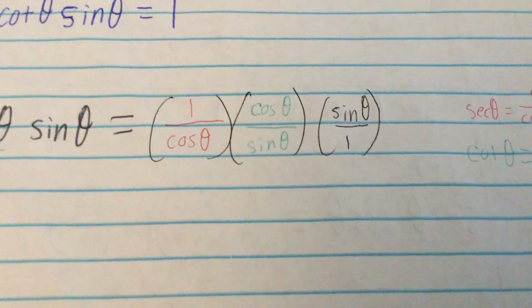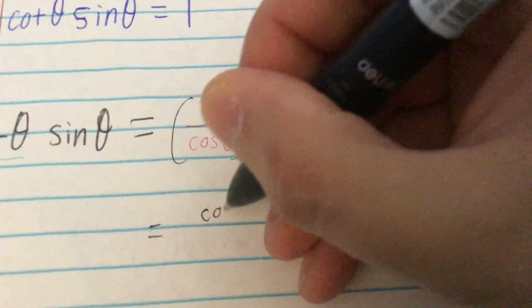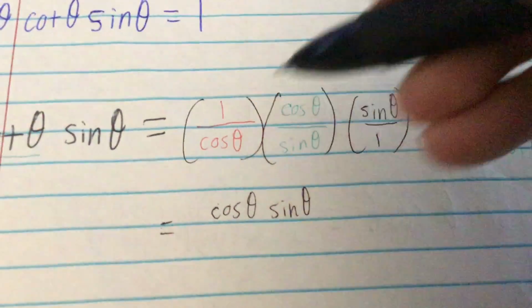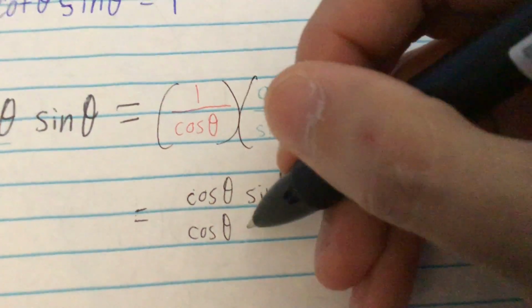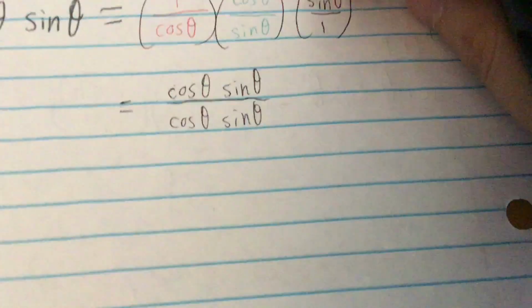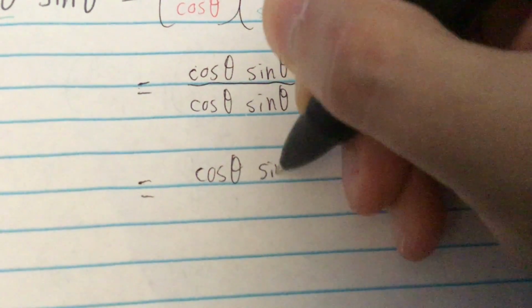So now I'm going to put it all together. 1 times cosine times sine would be cosine times sine, cosine of theta times sine of theta. Cosine of theta times sine of theta times 1 is cosine of theta times sine of theta. Hey, if I look at this problem, can anything cancel out on the top and bottom? Yeah. So I'm just going to rewrite it. You can cancel out right now if you'd like, but I'm just showing you step by step how do we get there.